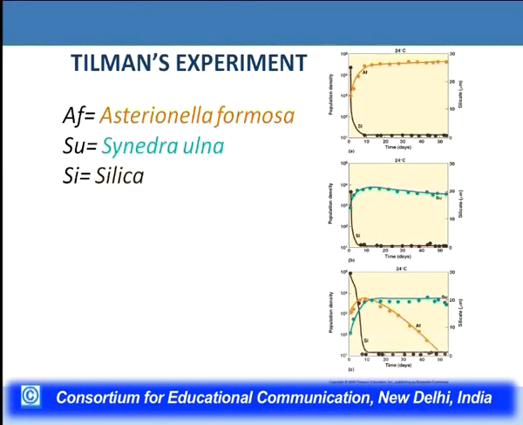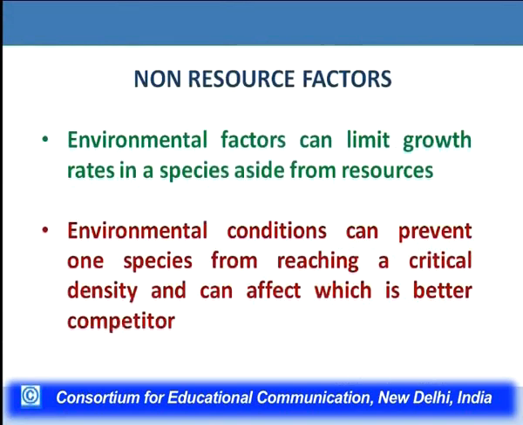So this particular graph shows us how the number of Asterionella formosa individuals decreased to a very great extent, whereas Synedra individuals maintained their population, because the silica level was decreased to a very great extent by Synedra ulna individuals.